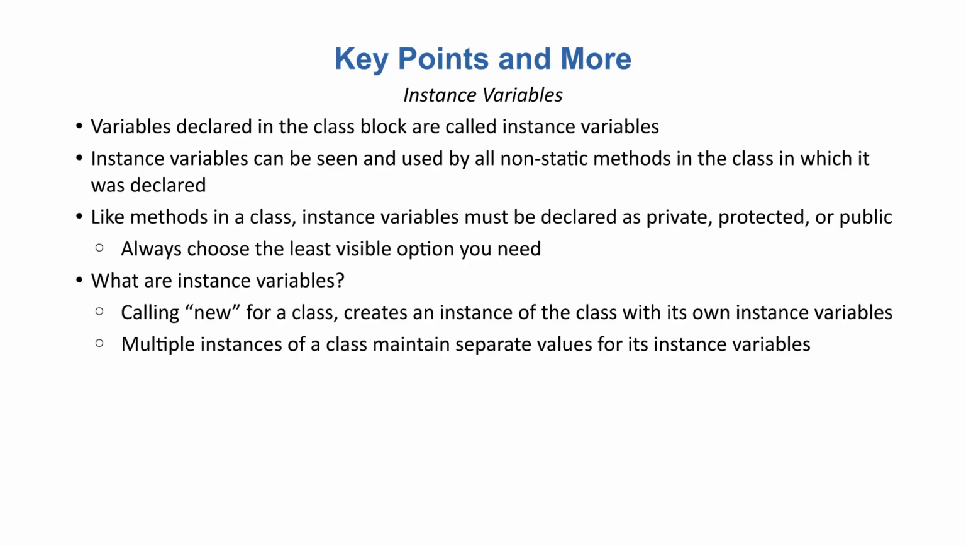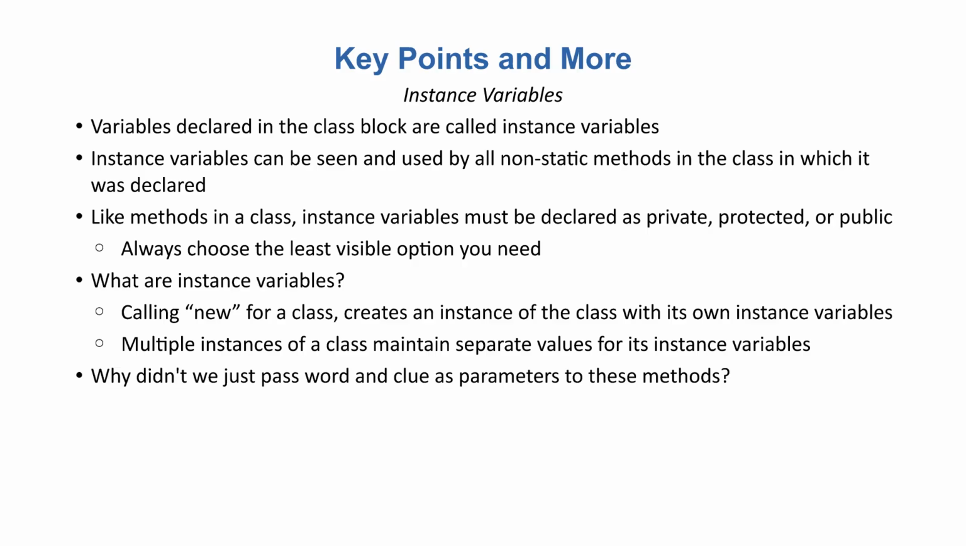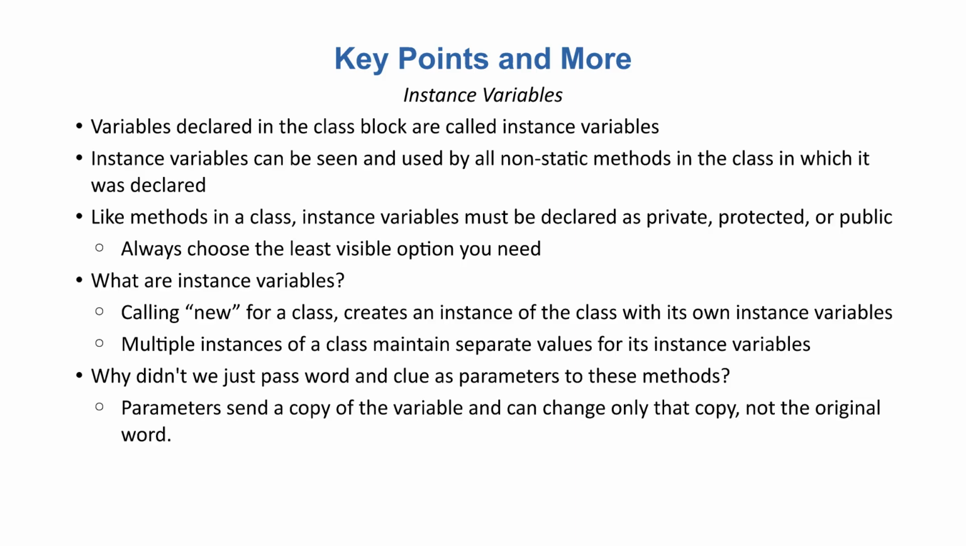Why didn't we just pass word and clue as parameters to these methods? As mentioned in an earlier lesson, parameters only send a copy of the variable. If a method changes a variable declared as a parameter, it only changes the copy, not the original value. We needed these methods to change the value of the original variables. Therefore, they must be declared as instance variables rather than be passed in as parameters.